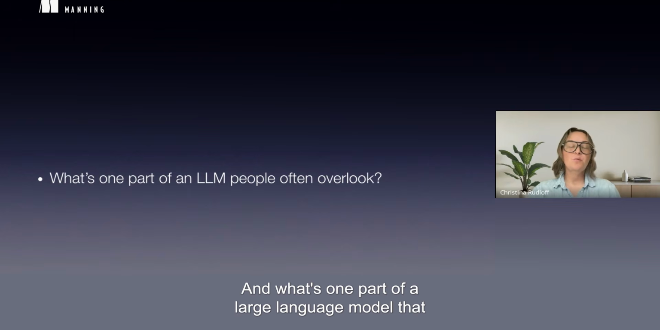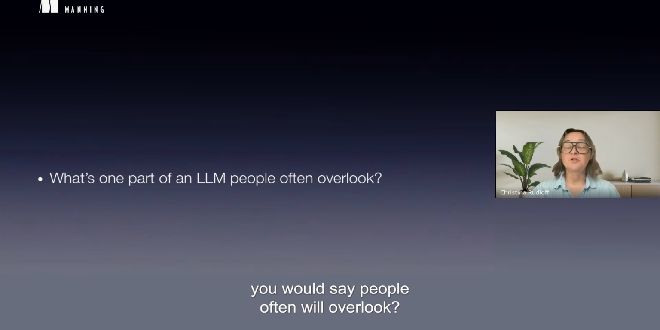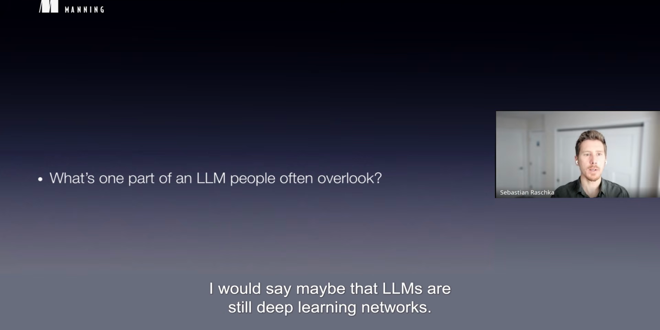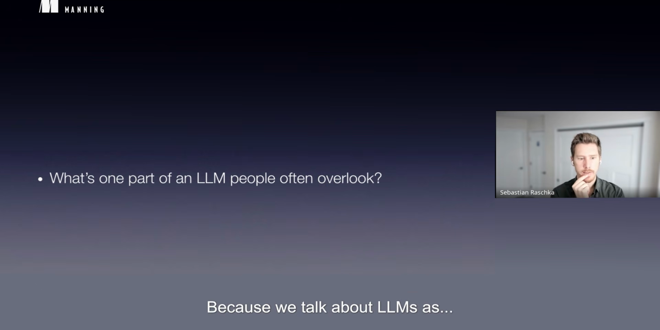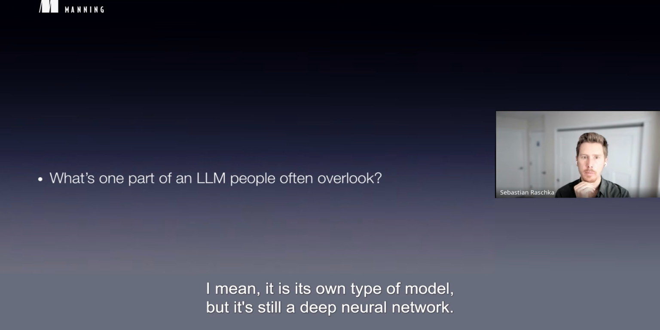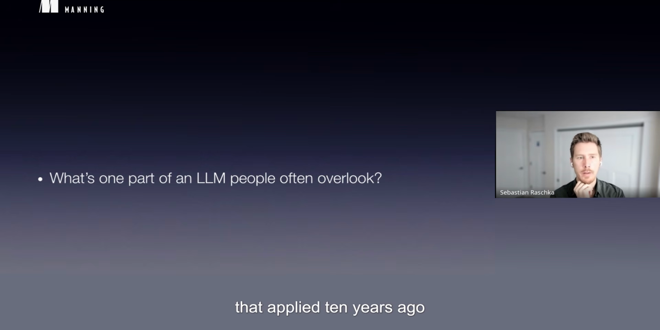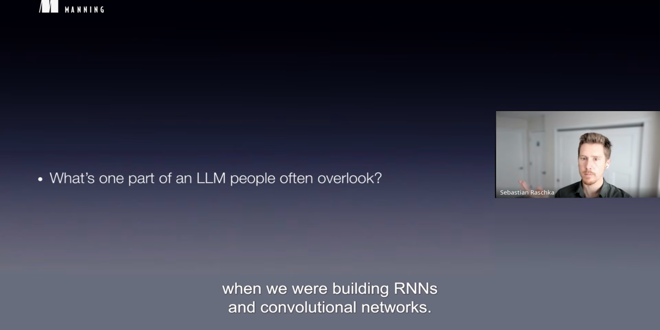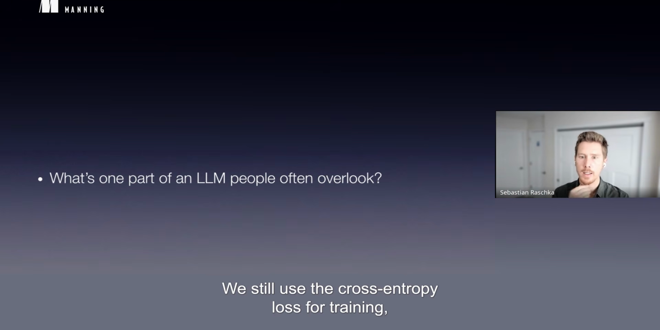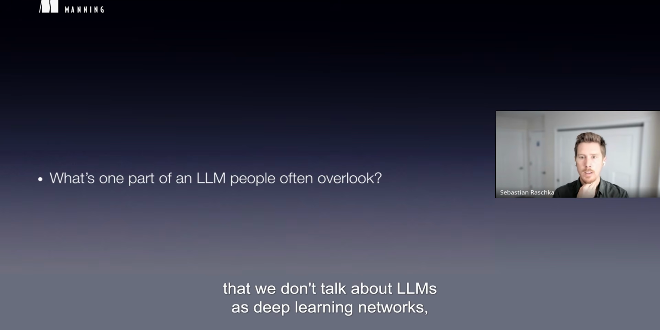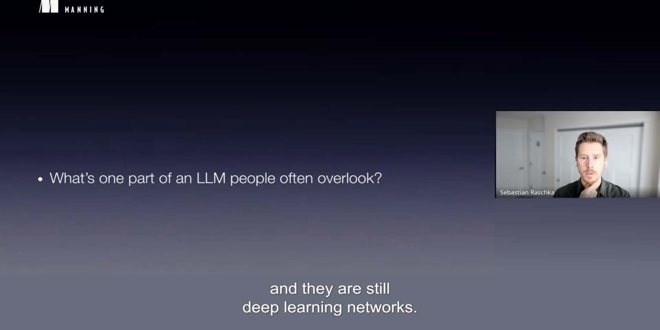And what's one part of a large language model that you would say people often overlook? I would say maybe that LLMs are still deep neural networks. We talk about LLMs as their own type of model, but it's still a deep neural network. And what's nice about it is that the same concepts that applied 10 years ago when we were building RNNs and convolutional networks still apply. We still use the cross entropy loss for training. I think this is often overlooked, that we don't talk about LLMs as deep neural networks, and they're still deep neural networks.